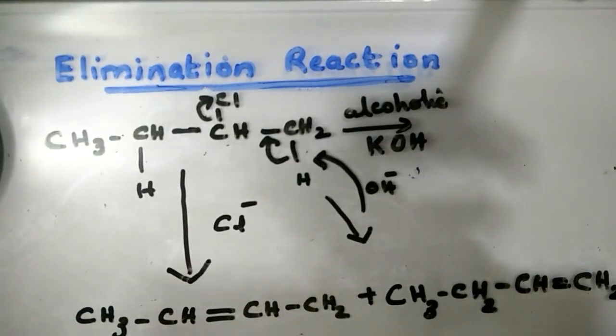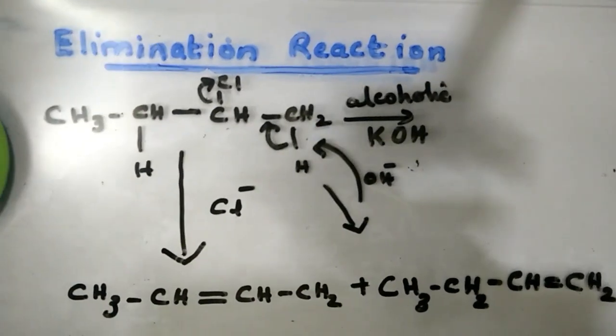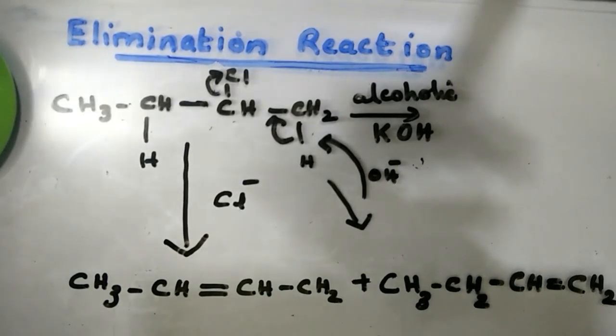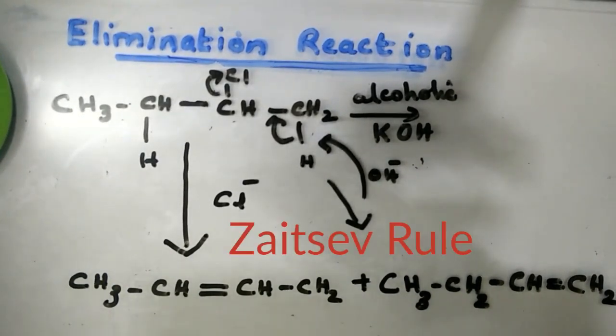Here you are getting two products. One is a major one and another one is a minor product. For knowing the major and minor product, you have to follow Saytzeff's rule. The rule states that in dehydrohalogenation reactions, the preferred product is that alkene which has the greater number of alkyl groups attached to the doubly bonded carbon atom. Or in simple words, the alkene which has more alpha hydrogen atoms is more stable because of hyperconjugation.